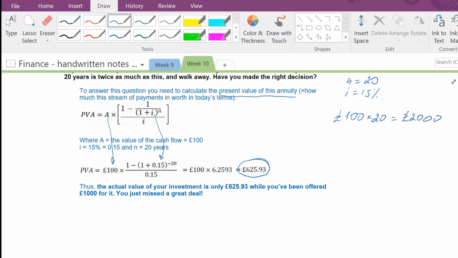In spite of the fact that it appears that you're only getting half of the payment because the interest rate is so high, in today's terms, you are better off receiving the payment up front and investing it at a 15% return elsewhere, in a savings account or something like this. You will get more at the end. You will be better off.